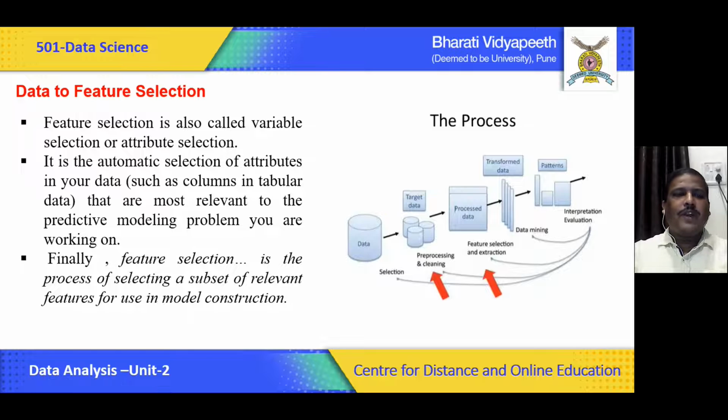So now here the important part is, whatever data we have, we have to make it into a features way, right? We have to make different kinds of feature selections based on whatever data you have collected. Now, in this particular stage, you will find feature selection is also called variable selection or attribute selection.